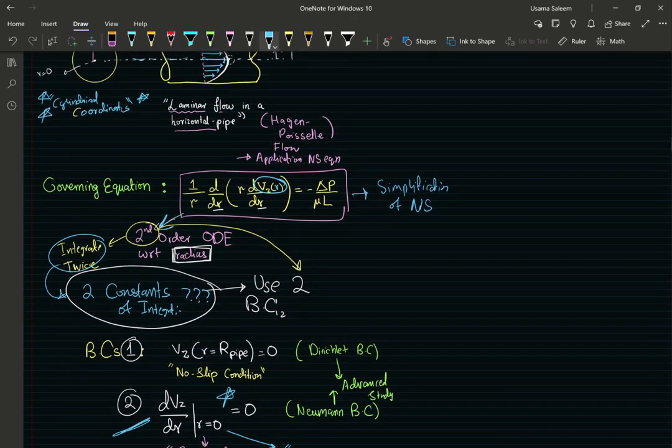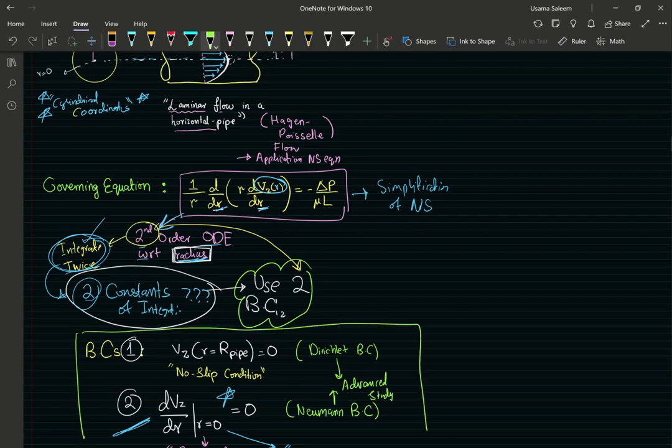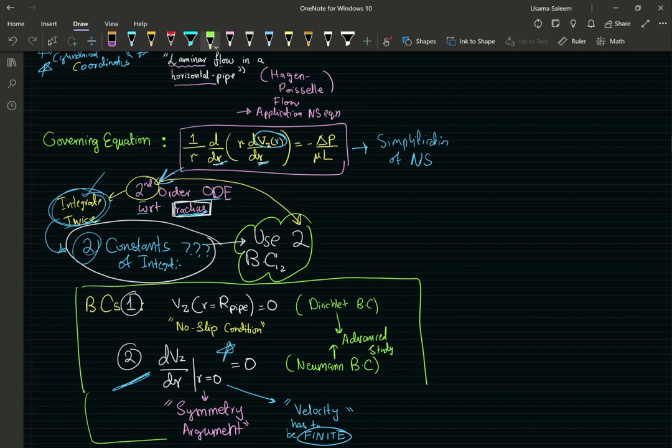A second order differential equation, ODE. The variation is with respect to the radial distance, the radius from the central line of the pipe. You have to integrate twice. Integrating twice gives two constants of integration, hence we're going to need our two boundary conditions, and these are the two boundary conditions that describe our physical problem.